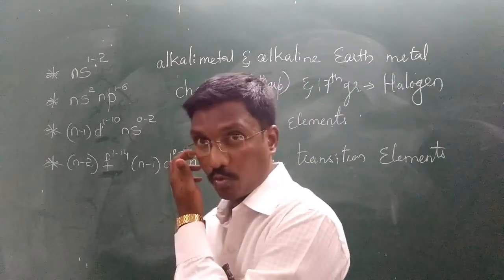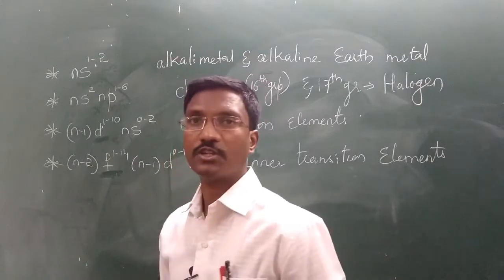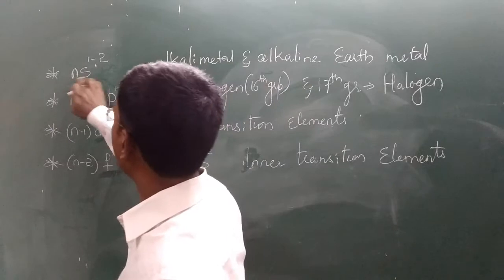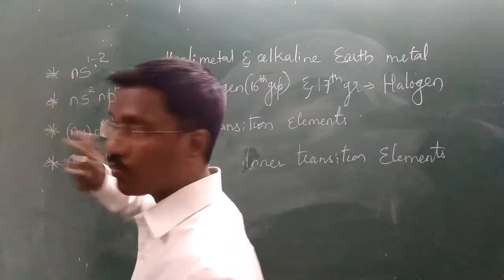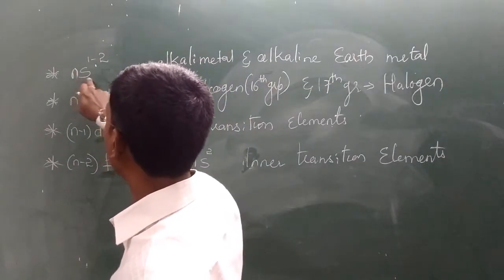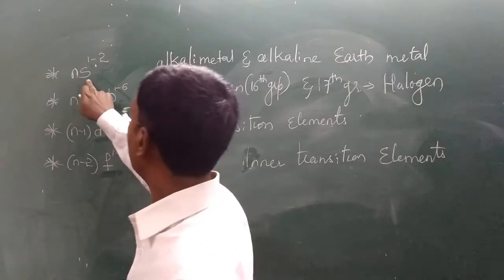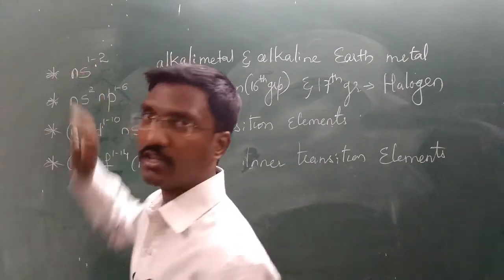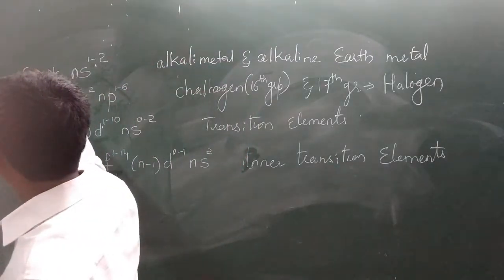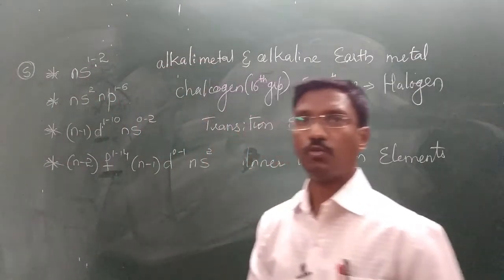Sometimes for 1 mark you may get a question like this: write the general electronic configuration for S block. All the S block elements have the outermost general electronic configuration of the form nS1, where n may be 1, 2, 3, 4 like that. S may have 1 or 2 electrons, it does not exceed 2. So this is the general electronic configuration of S block. Are you getting it? It will be asked for 1 mark.